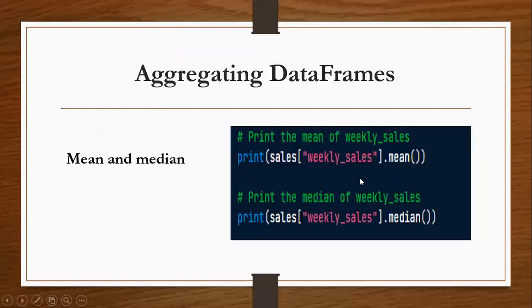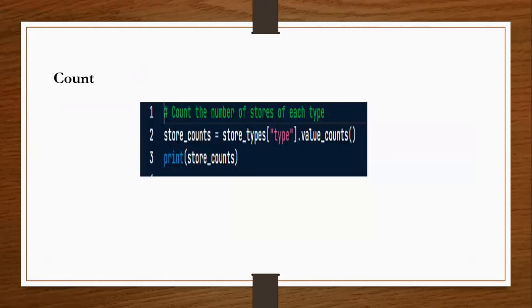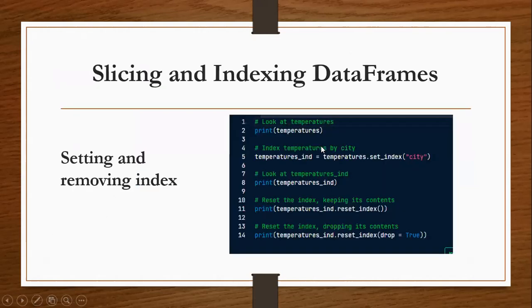Aggregating data frames: in aggregating data frames we mainly use mean and median. Mean represents the average value and median represents the middle value. So we can easily apply .mean and .median, then we can get our information. If we want to count, we can write store_count is equal to store_type.value_counts. In this way we can easily count our data.